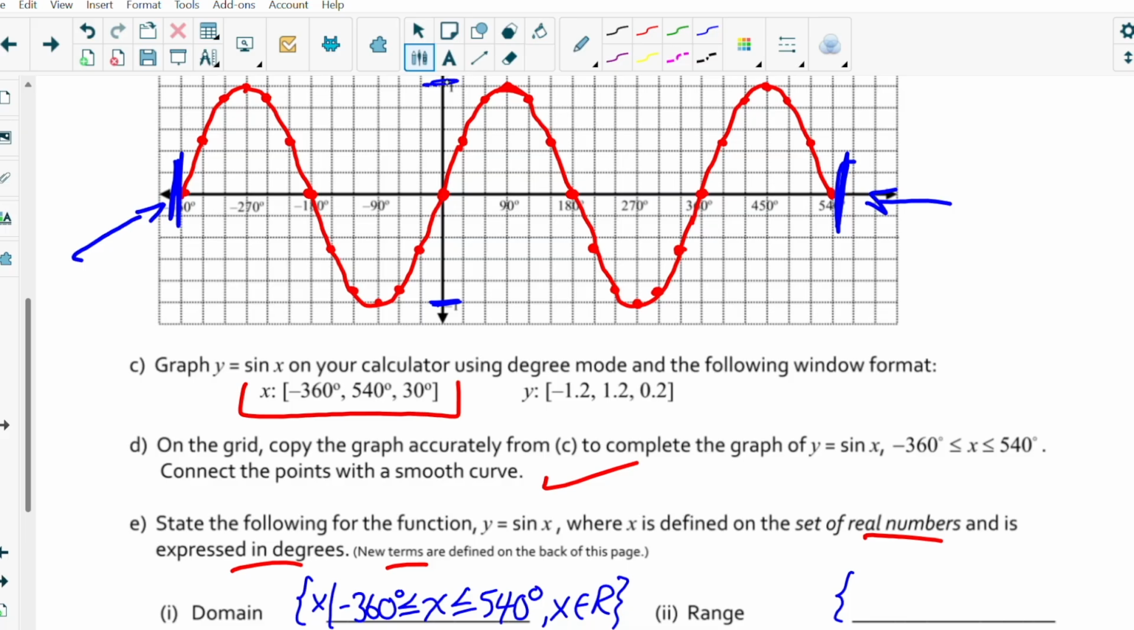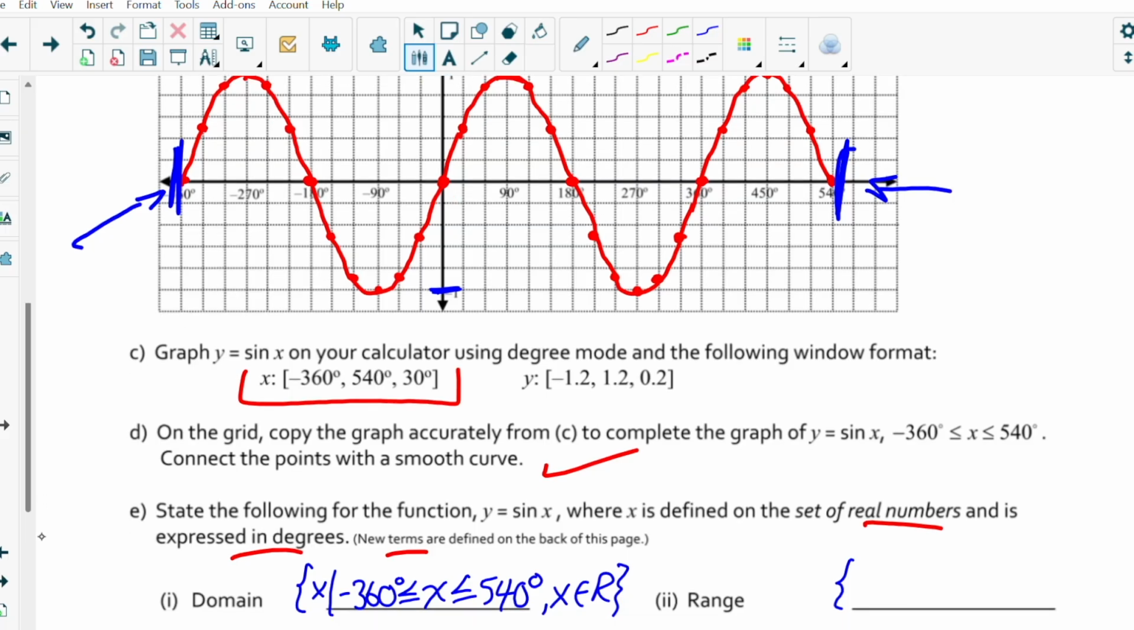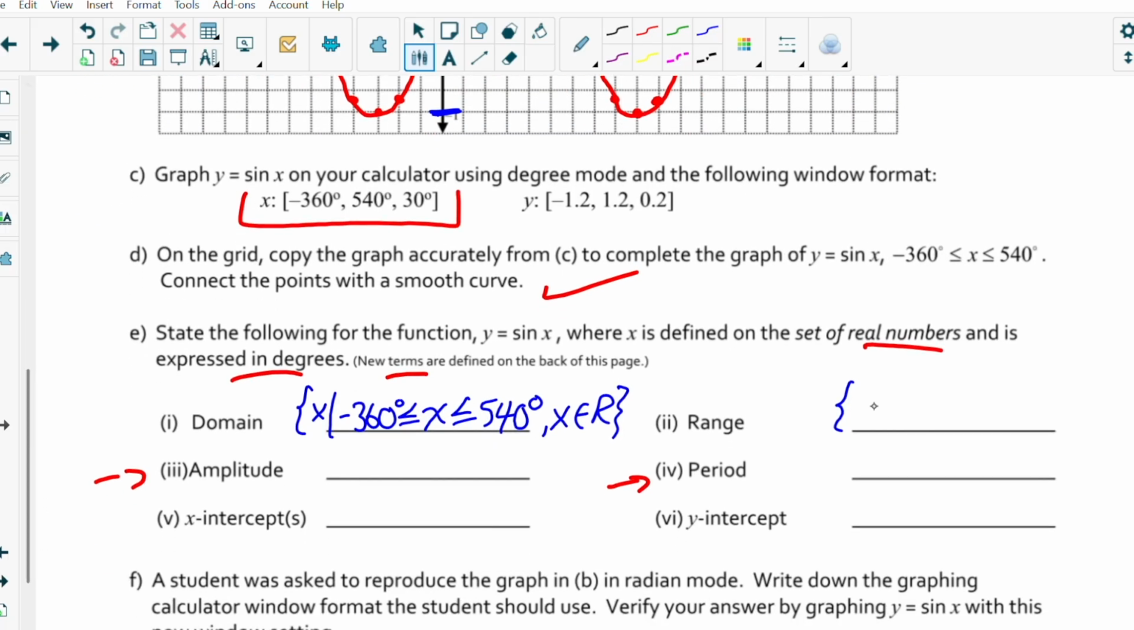So the range is what's the low and high value? -1 and +1. So it oscillates between those two low and high values. So range is y such that y is greater than or equal to -1, but less than or equal to 1. Y is an element of all real numbers.